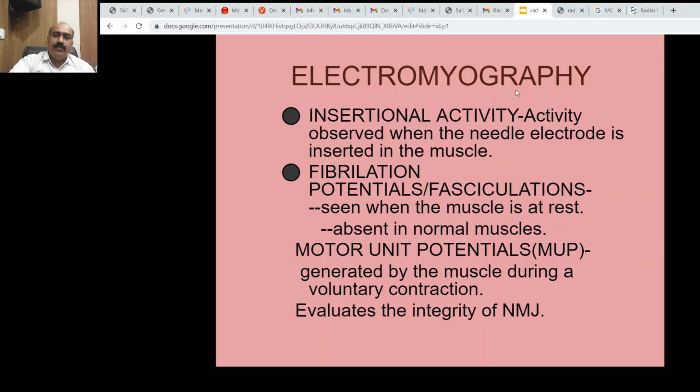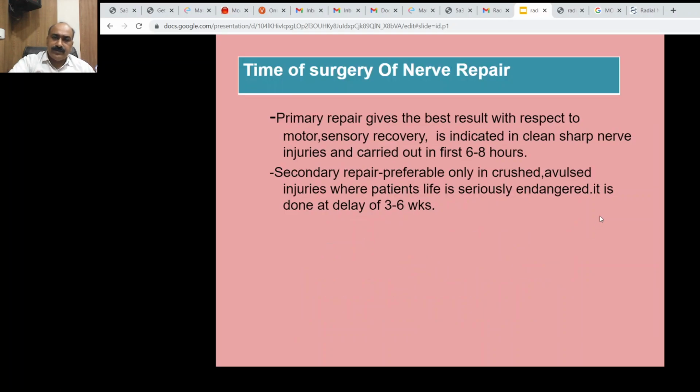EMG, or electromyography: insertional activity is the activity observed when the needle electrode is inserted in the muscle. Fibrillation potentials or fasciculations are not seen in normal muscles. Motor unit potential, or MUP, is generated by the muscle during a voluntary contraction. It evaluates the integrity of the nerve muscle junction.